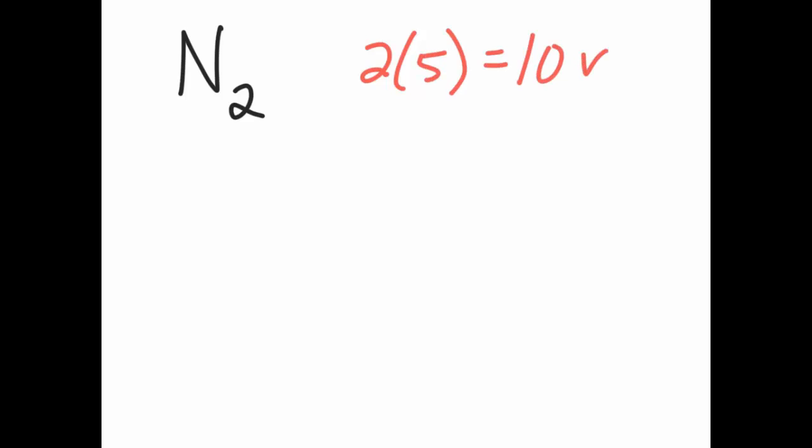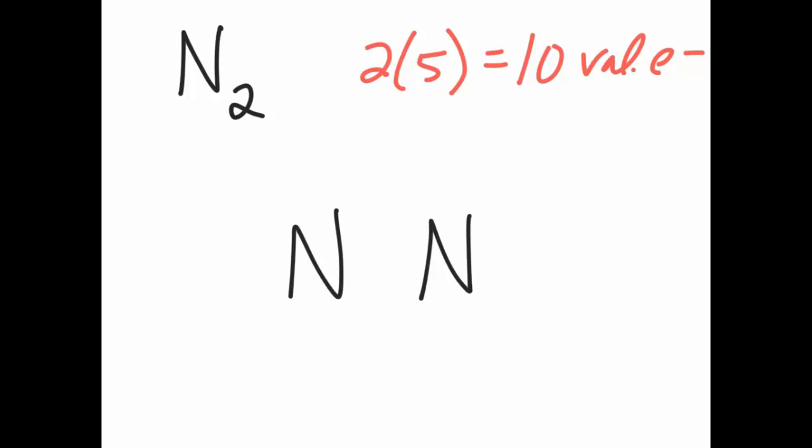The next molecule that I want to do looks really simple, right? Nitrogen, which is a diatomic element. Each of these nitrogens has 5 valence electrons, giving us a total of 10 to work with. Let's connect them, and let's start putting some valence electrons in.